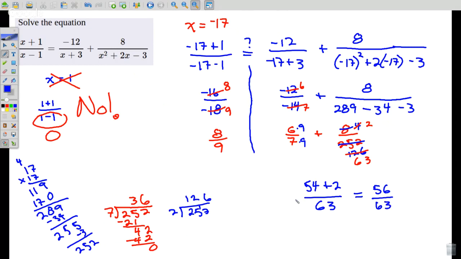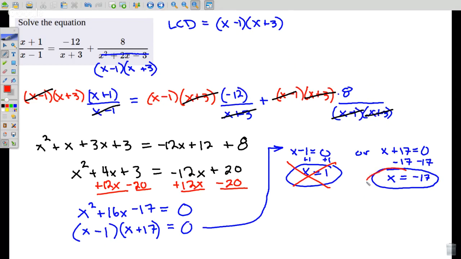And let's see, what goes into 63 and 56? 7 goes into 63 9 times, and 7 goes into 56 8 times. Whew, that was a lot of work, but it checks. Did it? So we have one solution, but not the other. So I'm just going to recircle this. I got an answer.